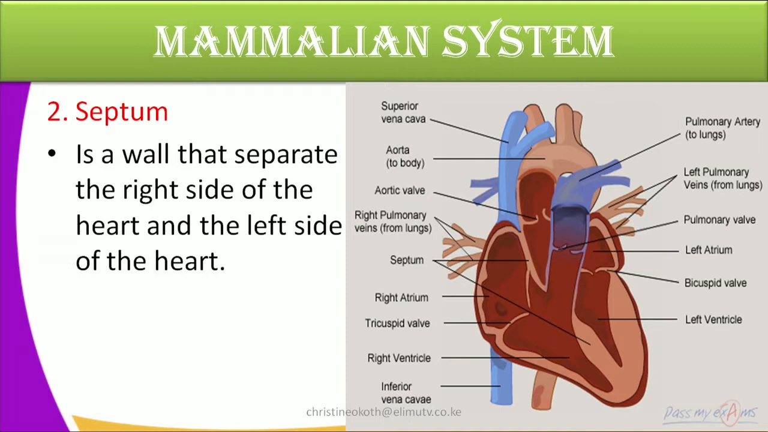So what exactly is the function? We know that on the right side of the heart we find the deoxygenated blood, and on the left side of the heart we find oxygenated blood. So the main purpose of the septum is to prevent the mixing of deoxygenated blood and the oxygenated blood.